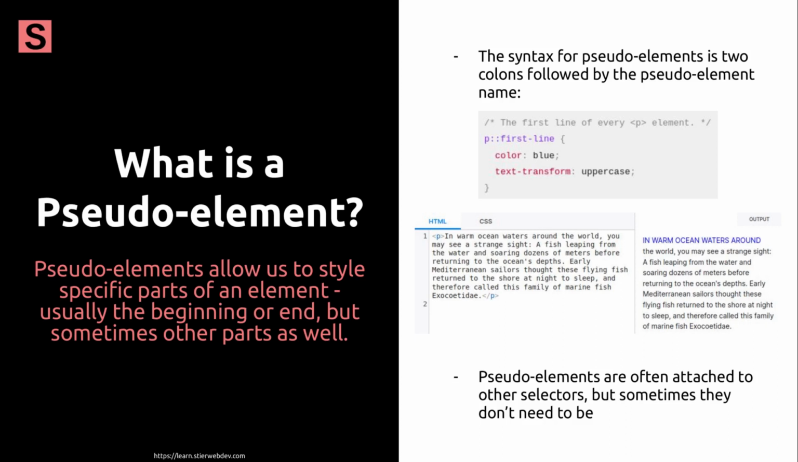This is different from pseudo-classes, which allow us to style elements based on some user input or on the element's position in the HTML tree. The syntax for pseudo-elements is 2 colons followed by the pseudo-element name. They're often attached to other selectors, but sometimes they don't need to be, and we'll see examples of that later.